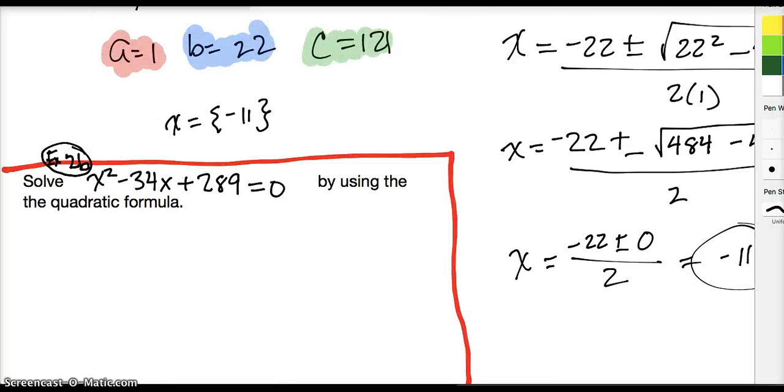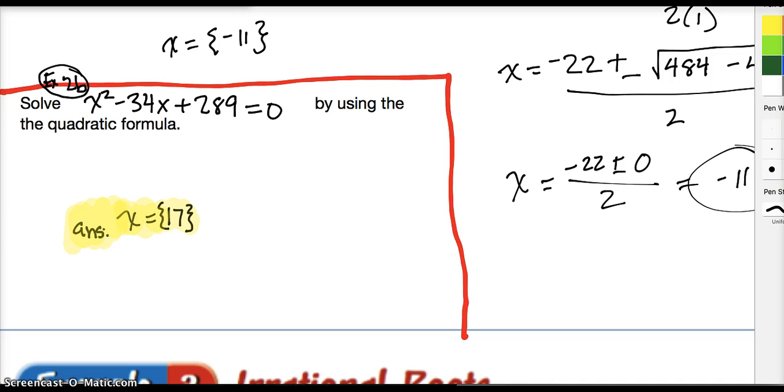All right, so here we are with example 2b. Solve this guy, x squared minus 34x plus 289 equals 0, by using the quadratic formula. Pause me now, the answer's coming up. So we get the single rational answer of x equals 17. Let's take a look at example 3.